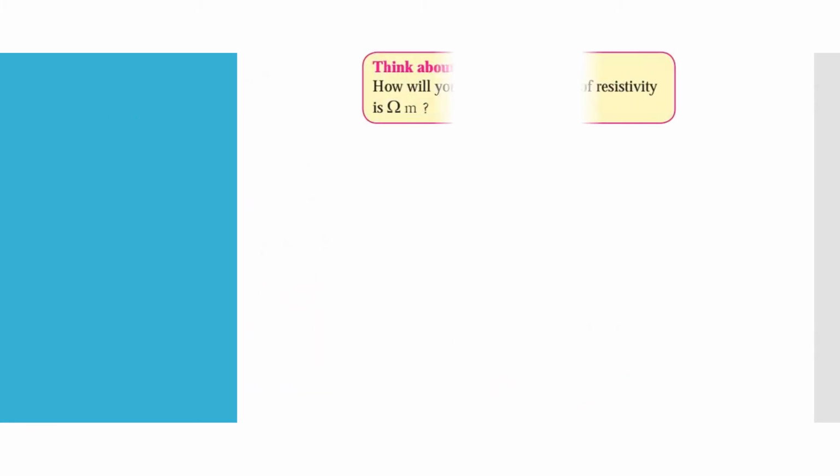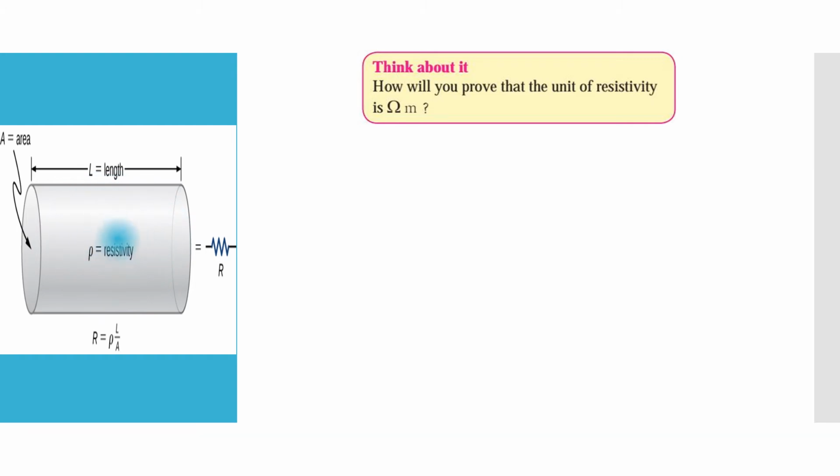Then next, think about it. How will you prove that the unit of resistivity is ohm meter? Now look in this picture. This is the diagram of a conductor which has resistivity rho. Its length is denoted by capital L. A is its area of cross section. Capital R is the resistance of that material, and here this is the formula to calculate the resistivity. Capital R is equal to rho into L upon A.